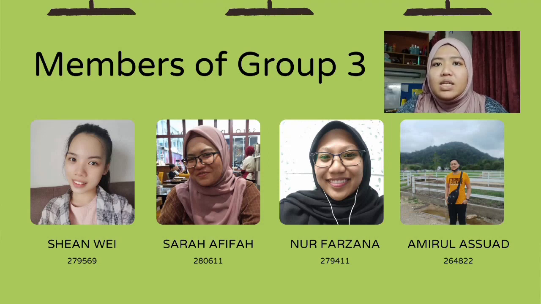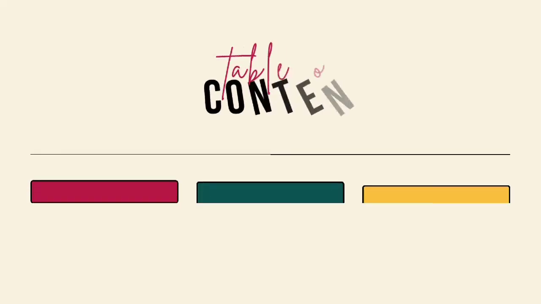The first one is Shin Wei, numeric 279569. The second is me, Sarah Binti Azman, 280611. The third one is Nur Farzana, 2794411. The last one is Amirul Aswad, 264822.